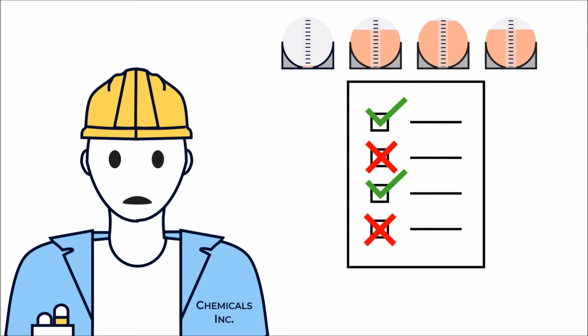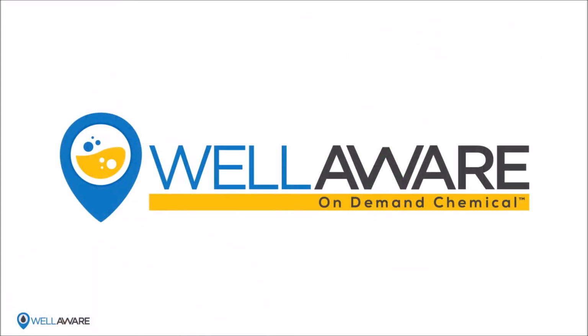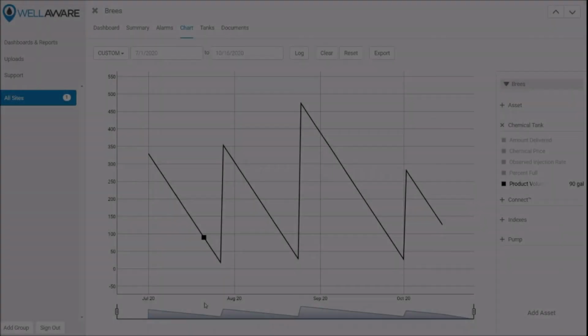In order to maintain appropriate revenue, chemical vendors need a way to automatically identify and quantify every delivery to ensure every invoice is accurate. Fortunately, WellAware On-Demand Chemical makes this easy. Let's jump into the platform to see how.